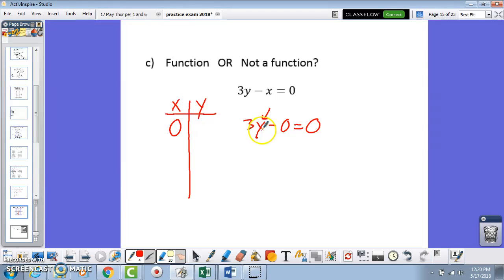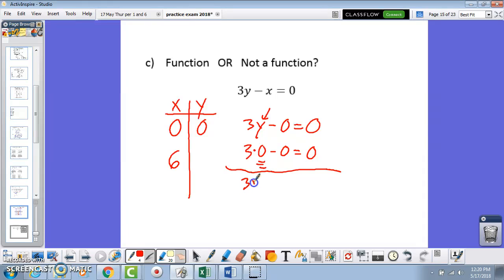There's only one number that would work here. 3 times 0 minus 0 would give me 0. So therefore it is only one output. There's no other number that's going to work here. I'll try something else. I'll try, say, 6, right?